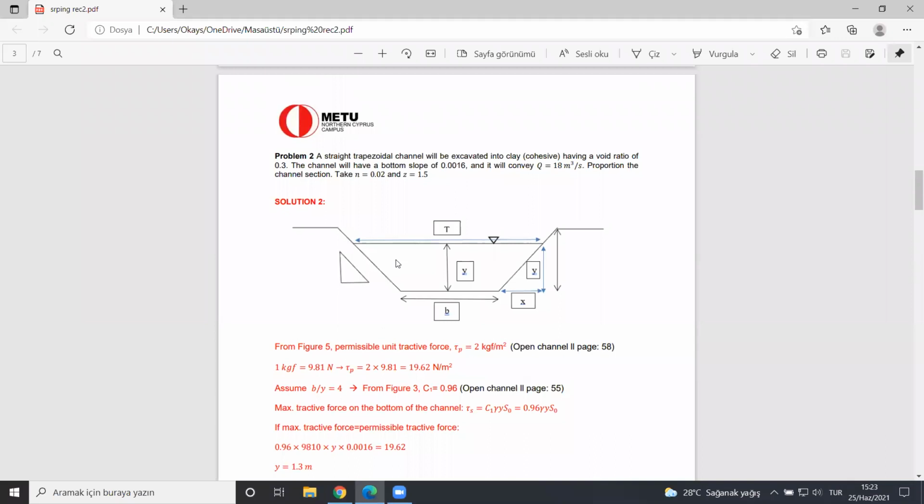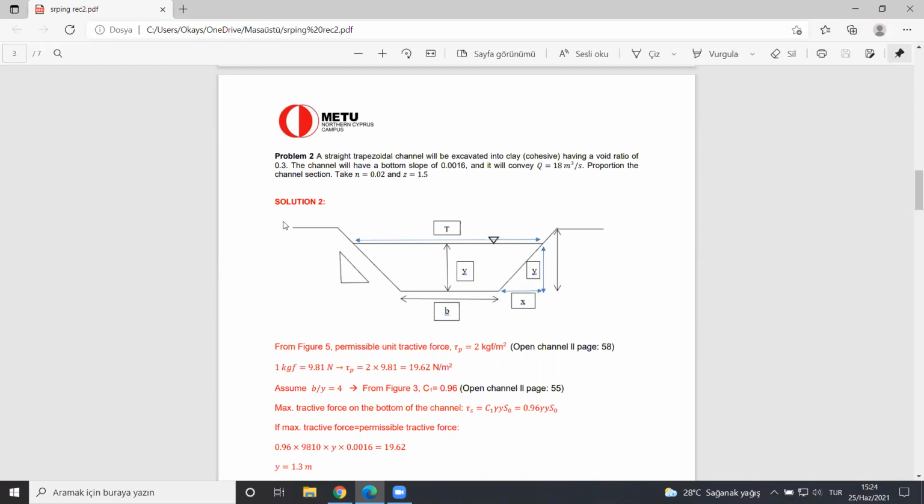The second question says a straight trapezoidal channel will be excavated into clay having a void ratio of 0.3. The channel will have a bottom slope of 0.0016 and it will convey a discharge of 18 meter cube per second. Proportion the channel section, and take n, Manning roughness coefficient, as 0.02 and small z as 1.5.